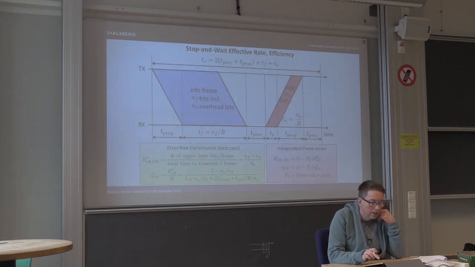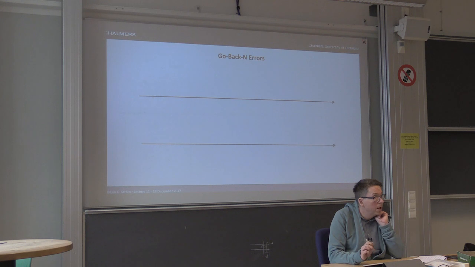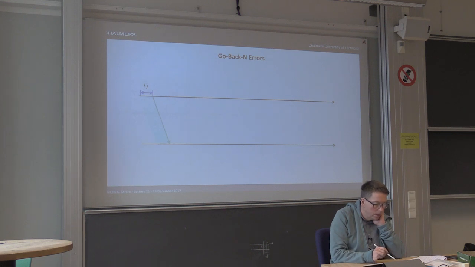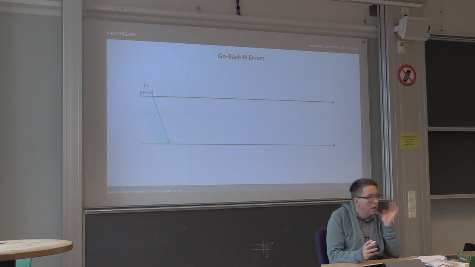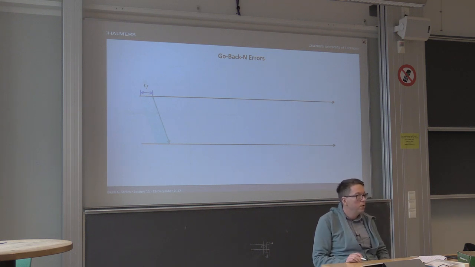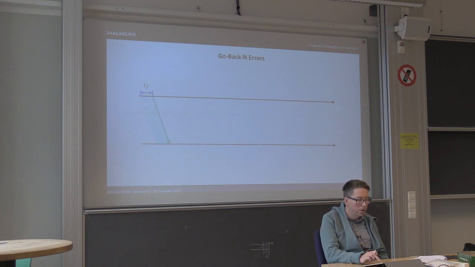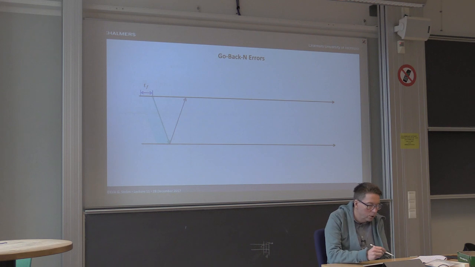Okay. So this is a summary slide of what we just did for stop and wait. So let's go and review what's happening when we do go back n. So here we have the transmitter and receiver, and we send the frame. Just as we did in stop and wait, it will arrive at the receiver at some later time, and then it sends an acknowledgement.